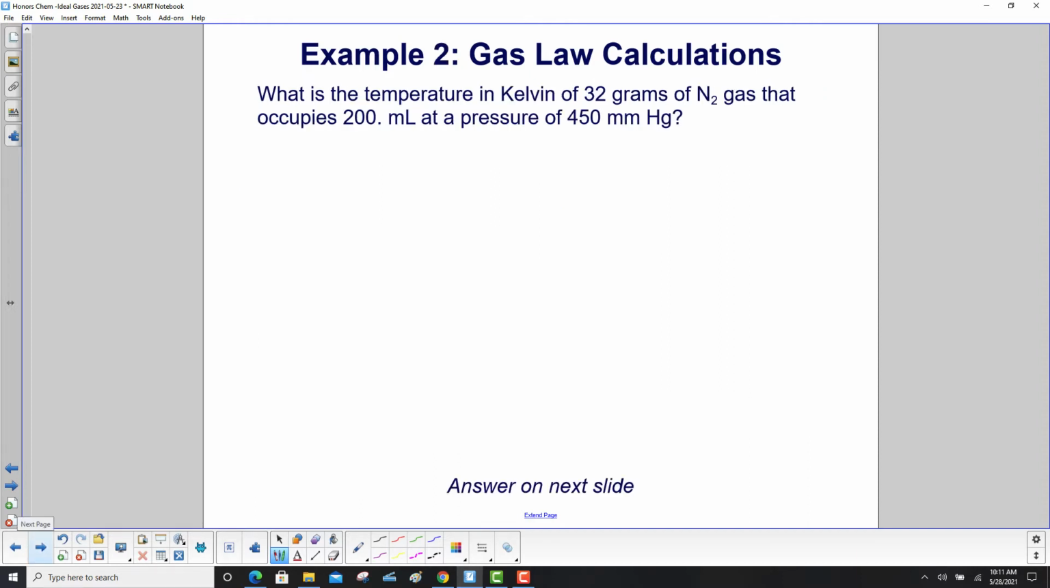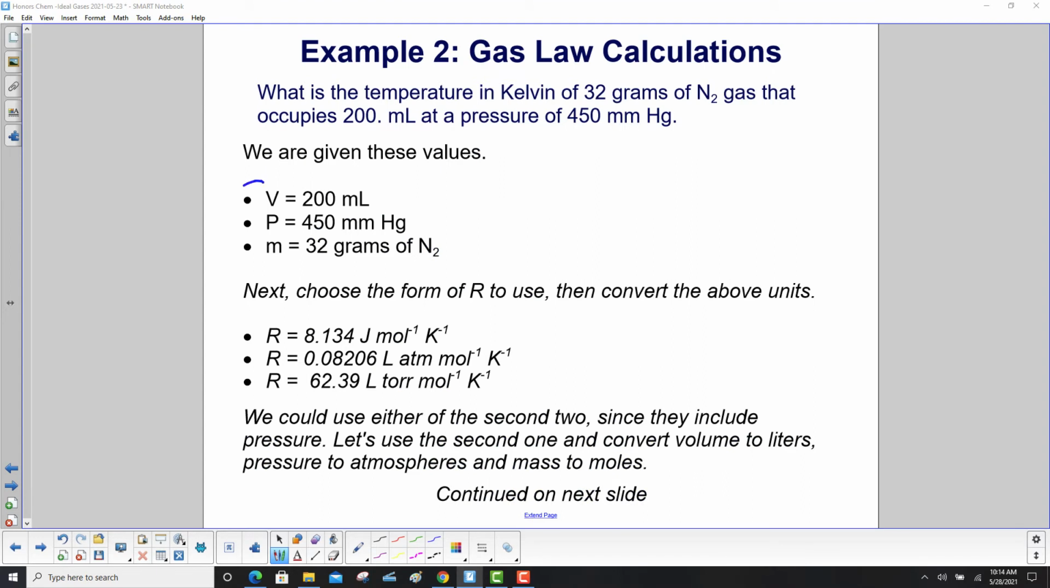What is the temperature in Kelvin of 32 grams of nitrogen gas that occupies 200 milliliters at a pressure of 450 millimeters of mercury? See this little point there? That actually has a meaning. That tells you that there are three significant figures there. Those zeros count. Here's our values. And next, choose the form of R to use, then convert the above units. We could use either of the second two, these two right here, since they include pressure. Let's use the second one and convert volume to liters, pressure to atmospheres, and mass to moles.